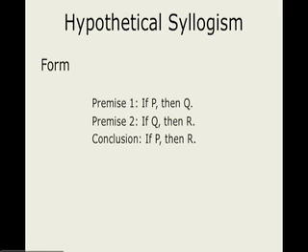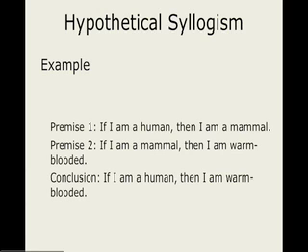Notice here that what's happening is Q is actually being taken out, since this was playing the role of the middleman. An example here is premise 1, if I am a human, then I am a mammal. Premise 2, if I am a mammal, then I am warm-blooded. Conclusion, if I am a human, then I am warm-blooded. The statement, I am a mammal, is taken out of the middle there. So if premises 1 and 2 are both true, the conclusion has to follow.